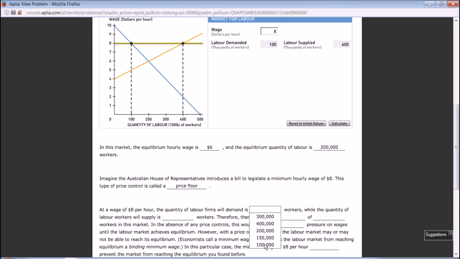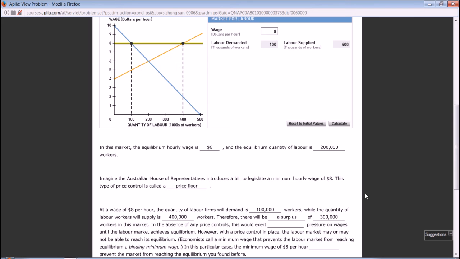While the quantity of labor workers will supply, you go from the wage rate to the supply curve. You read out the quantity supplied, which is 400 workers. Therefore there are more laborers available, so there will be a surplus of the difference, 300 workers in the market.